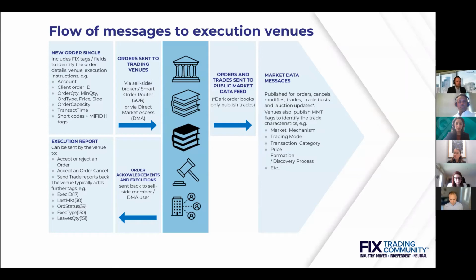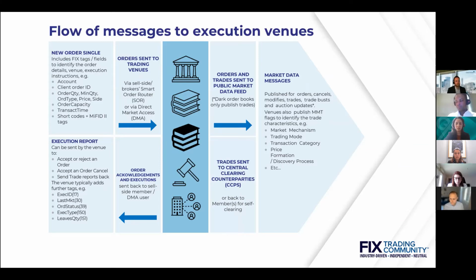On the right-hand side, you'll see what happens on the market data. So details of those orders and trades are also sent by the venues to their public market data feeds for transparency purposes. There are exceptions to that, for example, where certain venues or dark order books or trading mechanisms operate under a transparency waiver, meaning that they don't need to publish certain information. Market data can be seen also as the start of further trade cycles as trading firms and their algos react to the market data and continue to send further orders.